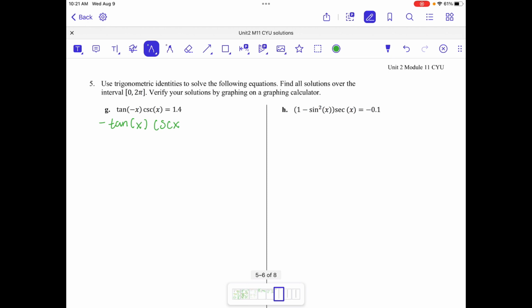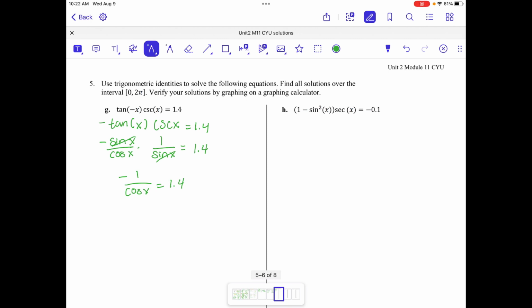We can then rewrite in terms of sine and cosine. So tangent of x is sine of x over cosine of x. Cosecant is 1 over sine of x. That still equals 1.4. Let's fill that in, and then I can reduce a little. So sine over sine cancels to 1, and so I have negative 1 over cosine of x equals 1.4.